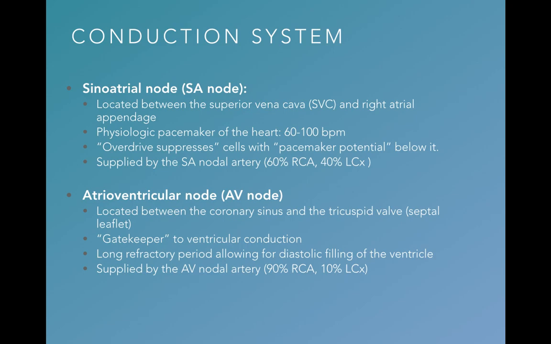So the AV node is found inferior to the SA node. It's between the coronary sinus and the tricuspid valve. This is known as the gatekeeper to ventricular conduction. And it's termed this because it has a long refractory period, which allows for filling of the ventricle. And as you know, that occurs during diastole.